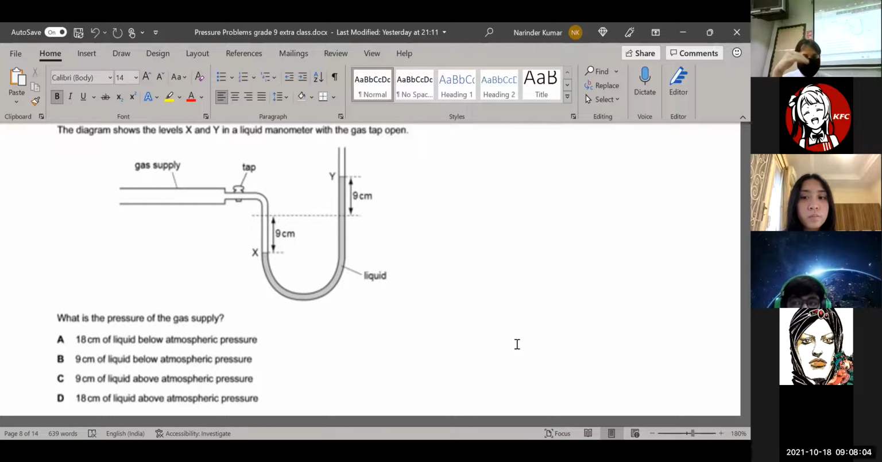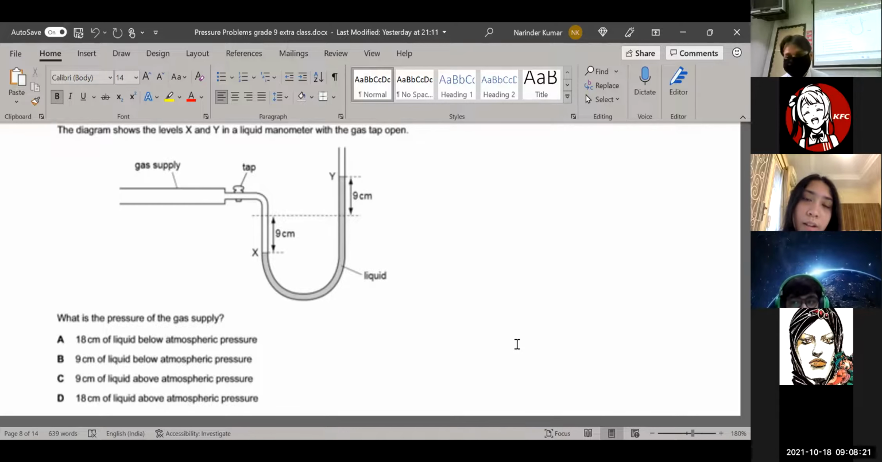What is the difference in height? This is the total height, 18 centimeters. So 9 plus 9, 18 centimeter. I'm okay with 18 centimeter, but 18 centimeters is coming in option A as well as option D. So which one is the right answer?